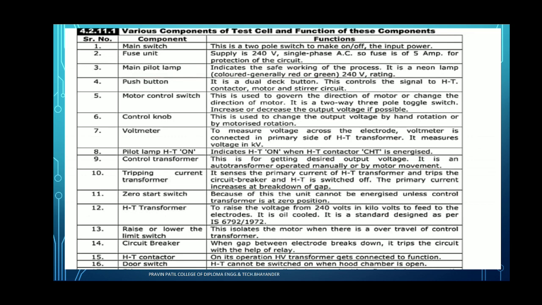Component number one is the main switch. Next, the fuse unit, main pilot lamp, push button, motor control switch, control knob, voltmeter, pilot lamp ST on, control transformer, tripping current transformer, zero start switch, ST transformer, rise or lower limit switch, circuit breaker, ST contactor, door switch. These are the main components of the substation, used to carry the continuity of the supply from one end to another.